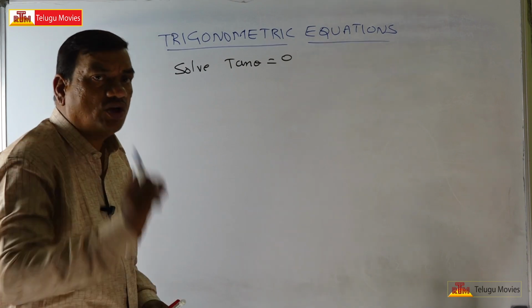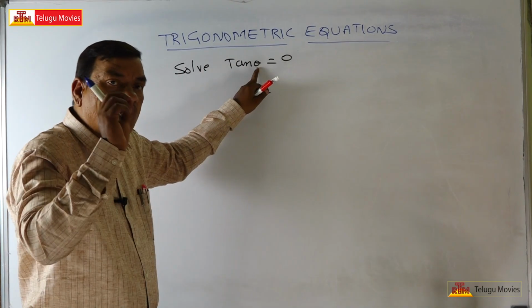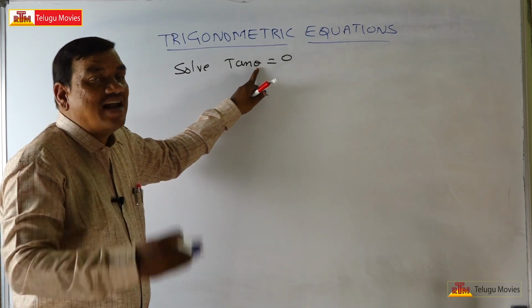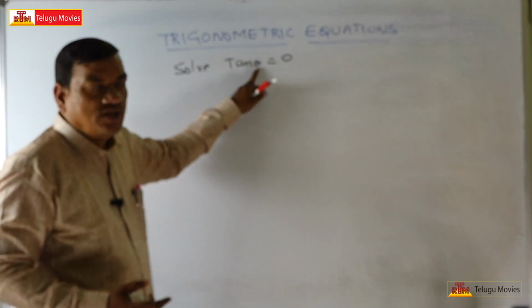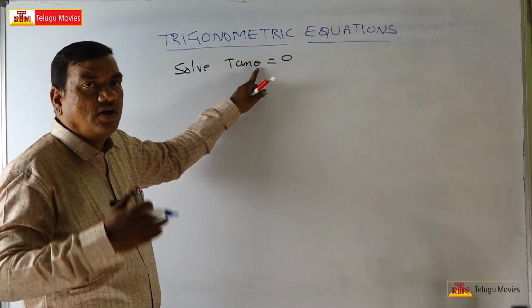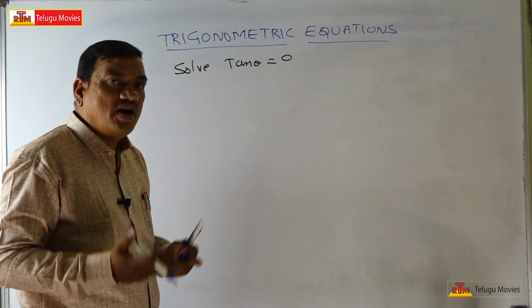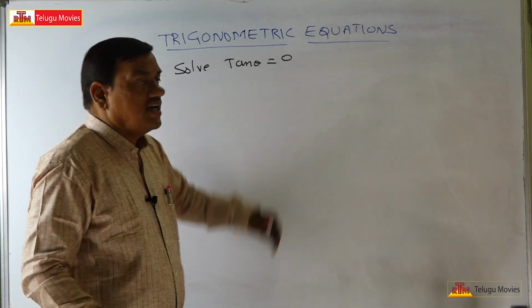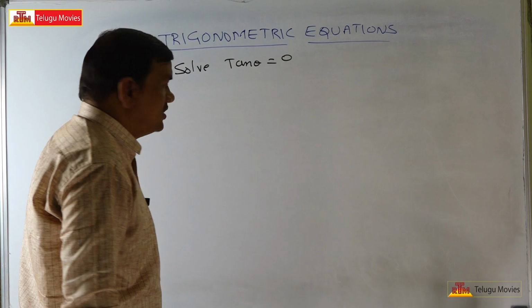Solving means you have to find the values of theta for which tan theta is equal to 0. Understand? So what are those values? In trigonometry we have the angles 0, pi by 2, 3 pi by 2, 2 pi. For what angles is tan theta equal to 0? Let us see the solutions.